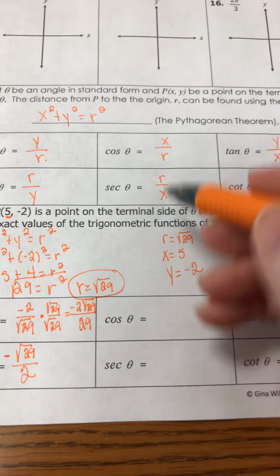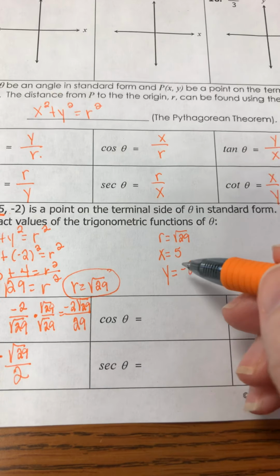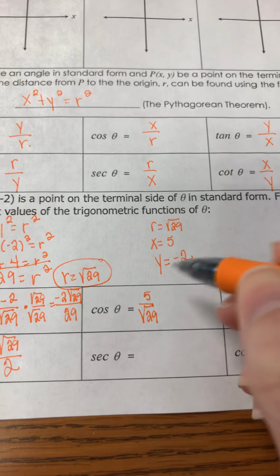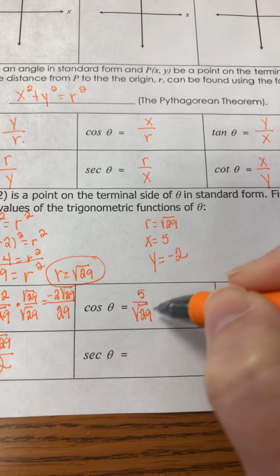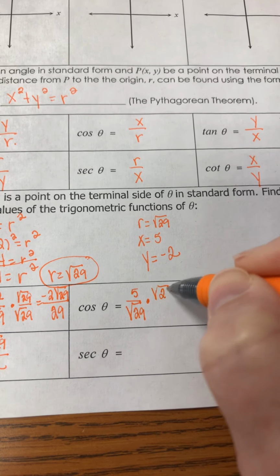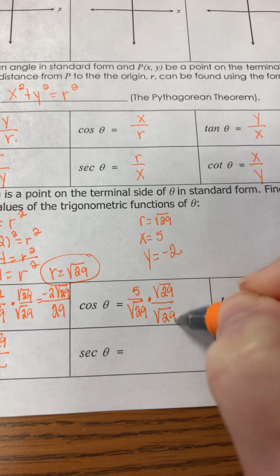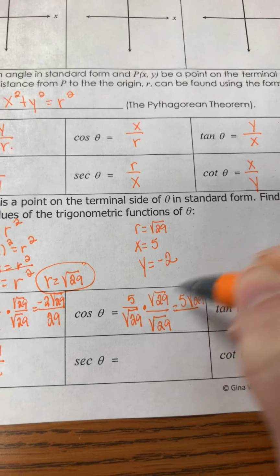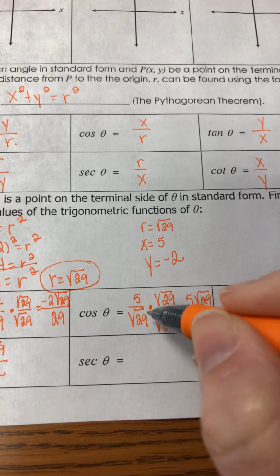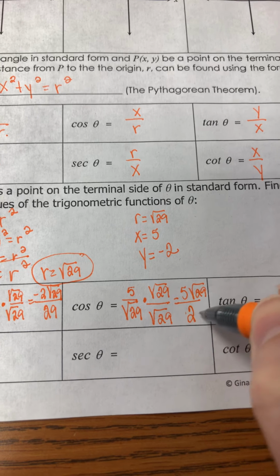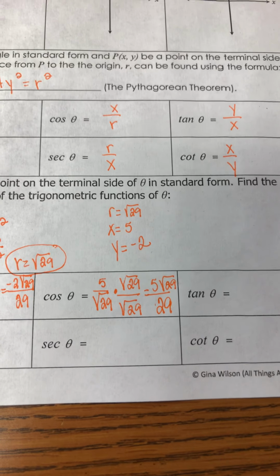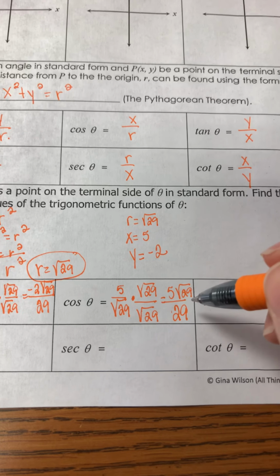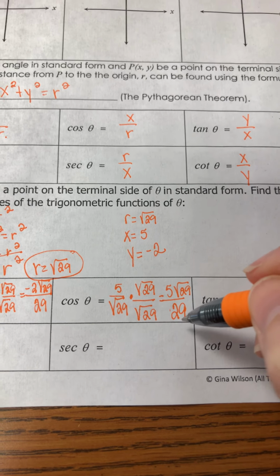Now, my cosine is going to be x over r. So x is 5 over r, which is the square root of 29. I've created the same situation with a radical in the denominator, so let's rationalize it by multiplying by the square root of 29 over the square root of 29. 5 times the square root of 29 is just that. The square root of 29 times the square root of 29 gets rid of the radical, which is going to give you 29. 5 and 29 will not simplify, so that's my answer: 5 square roots of 29 over 29.